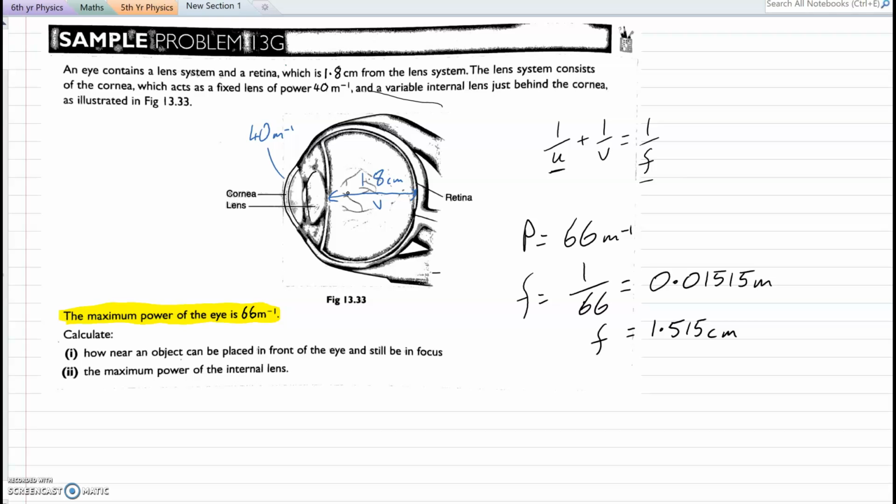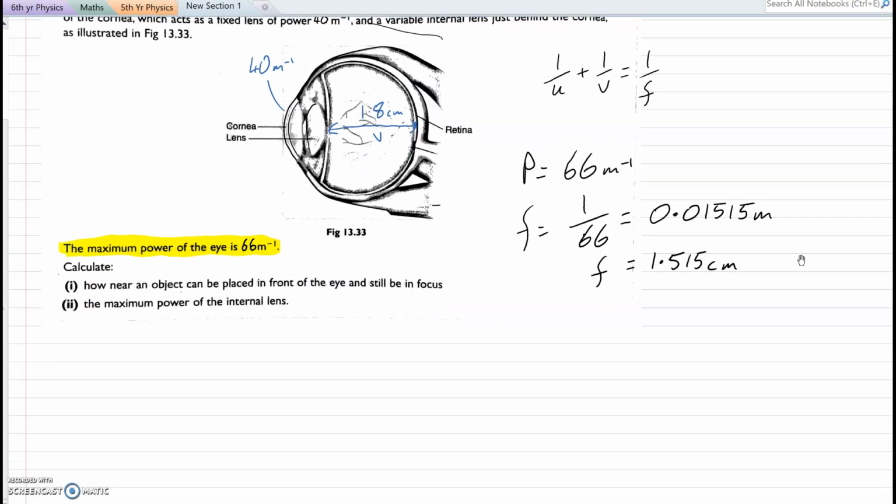It's stuck with a fixed image distance. It changes the focal length of the lens so that you still have a clear image when you change the object distance. So that's all you're doing here in this part, is using that formula: 1/u + 1/v = 1/f.